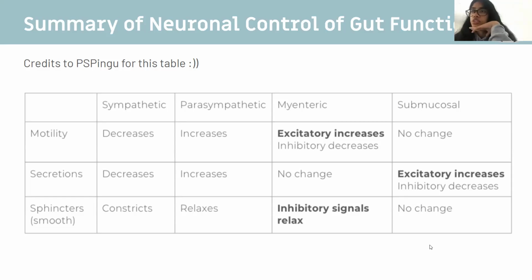And then submucosal, that's involved in secretion, so really no change in motility. But if you excite it, you're going to have an increase in secretions. And conversely, if you inhibit it, decrease in secretions, and it doesn't really affect your sphincters.